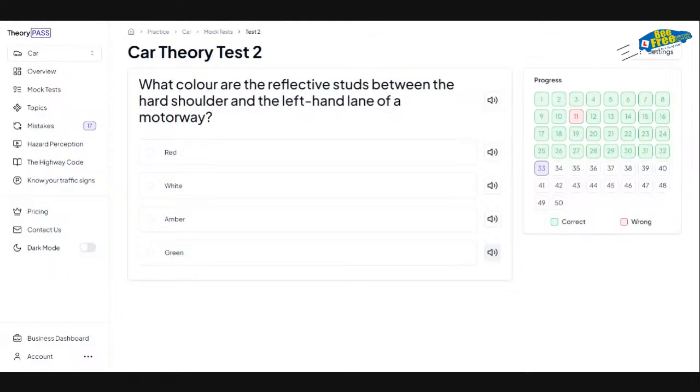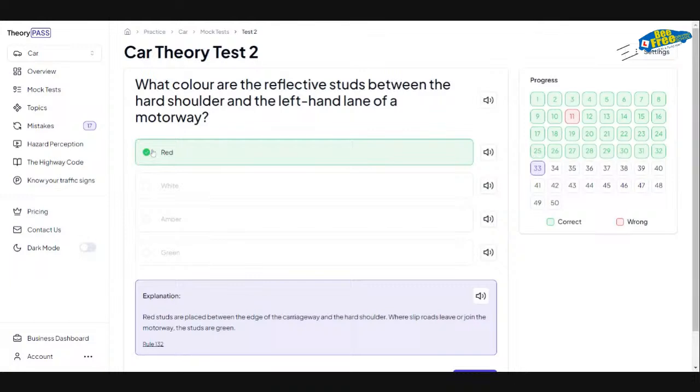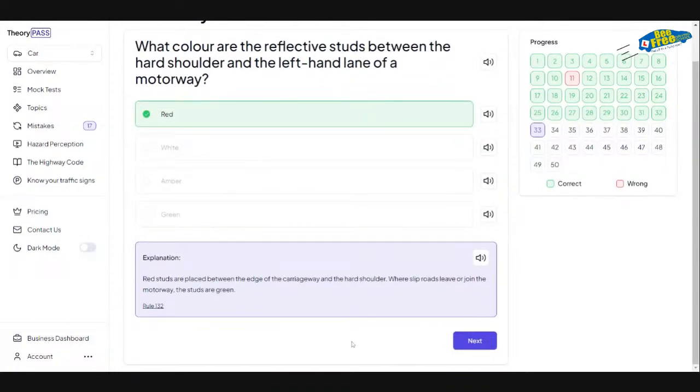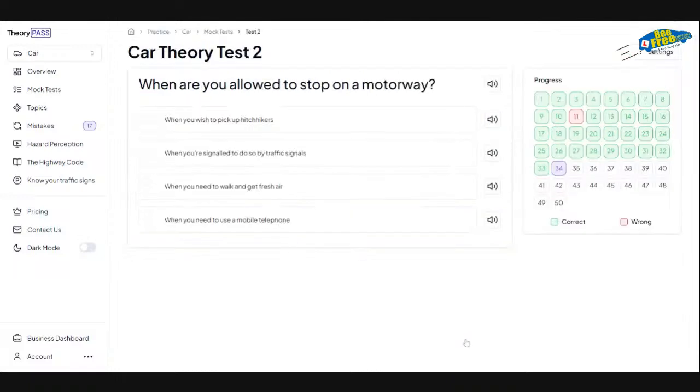One of them is on your right hand side, which is showing you the central reservation. The other one is on your left hand side, showing you the hard shoulder. But I think red is for danger. That's how I tried to remember it. Red. I think it's red. Let's see if I got it right. I got it right. Yeah. So it's red. That shows you the hard shoulder and that first lane. Okay. Next question.